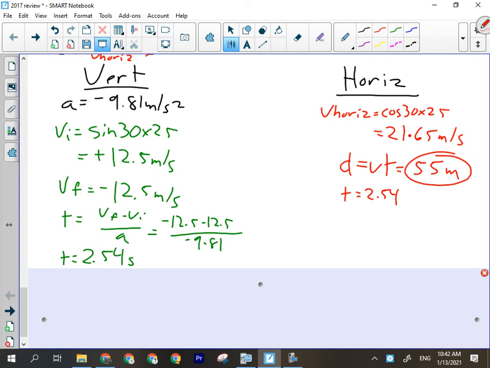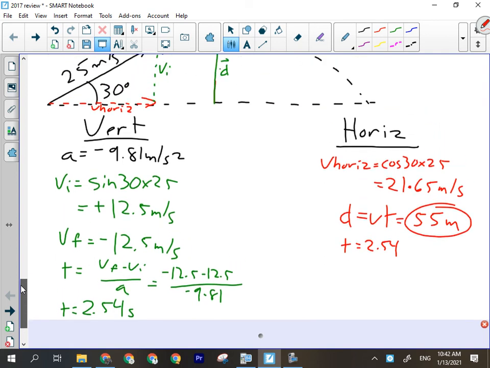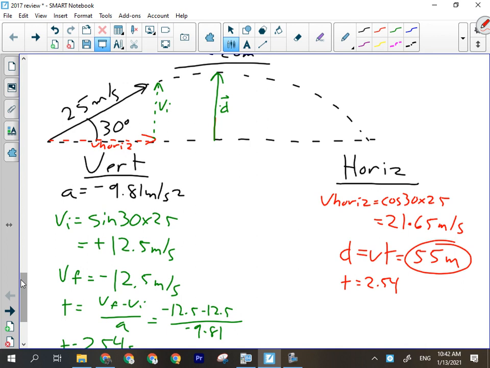The other part of this is they want me to calculate the maximum height of the object. One of these numbers that we've already calculated is going to change when we're talking about the maximum height. How fast vertically is the object going at that point? Zero, right? So we have to change that. Now we know that Vf equals zero. We still have Vi. We still have a. We're looking for d.